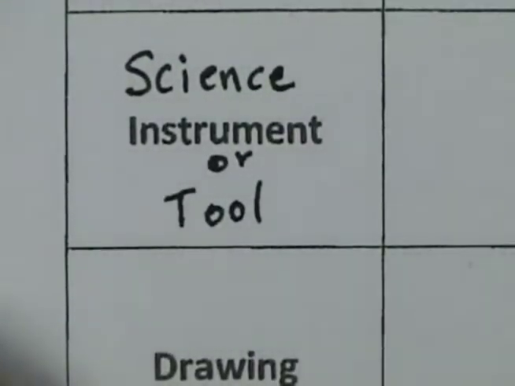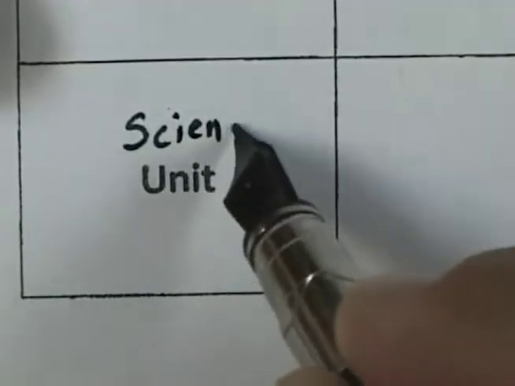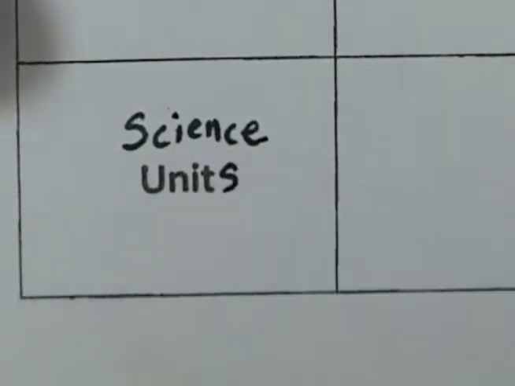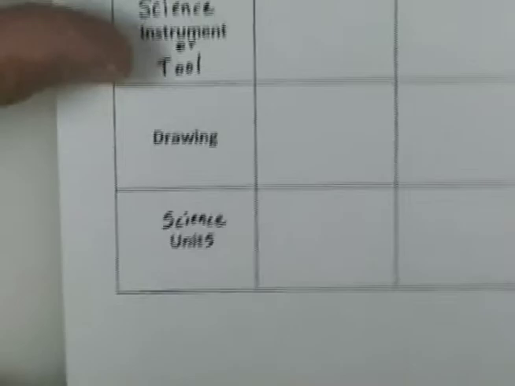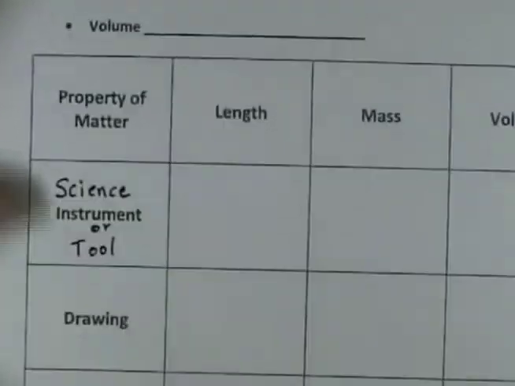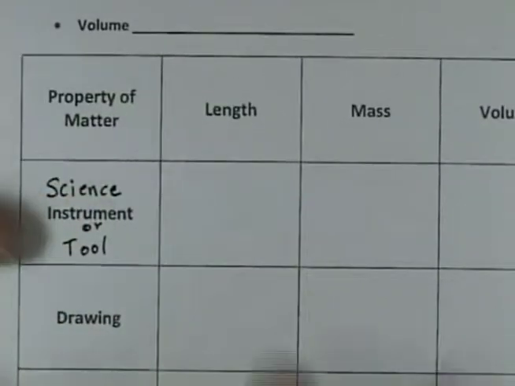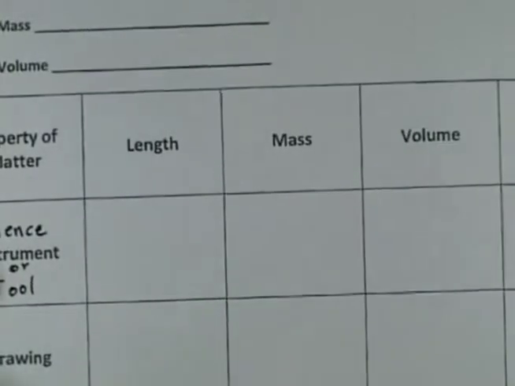Now we're going to make a drawing, and we're going to talk about some science units. Those are units that scientists like to use, and you're going to like to use them too, at least I hope so. So we have here length, mass, volume, and temperature.